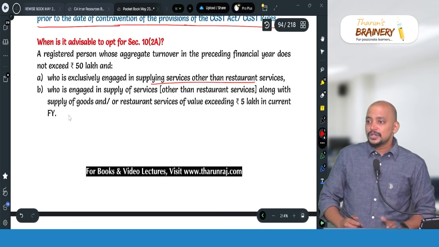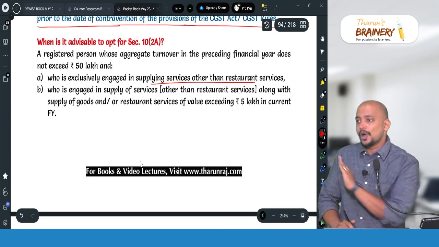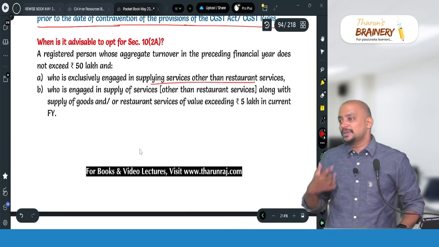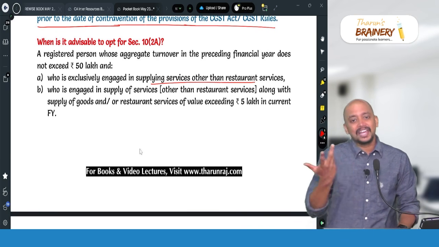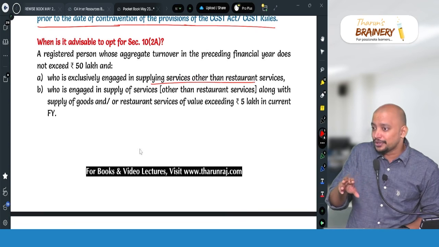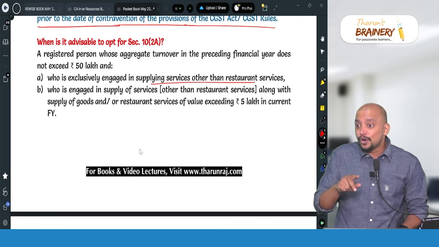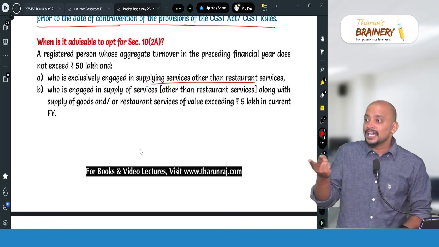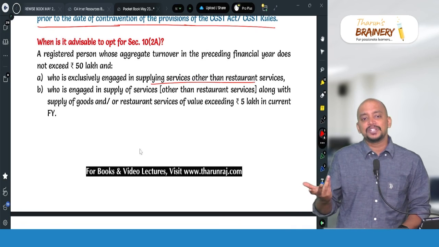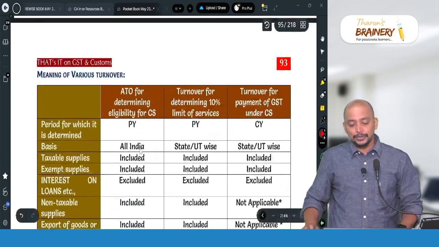Correct? So it means if I cross services beyond 5 lakhs, I can come into the composition scheme under 10(2)(a). Correct or not? For example, if previous year my turnover is 60 lakhs, I cannot come into 10(2)(a). So therefore, previous year my aggregate turnover should not exceed 50 lakhs, and I have rendered services more than 10%. Then I can come into 10(2)(a). More than 10% of 50 lakhs means 5 lakhs. So I will come into the composition scheme under 10(2)(a).